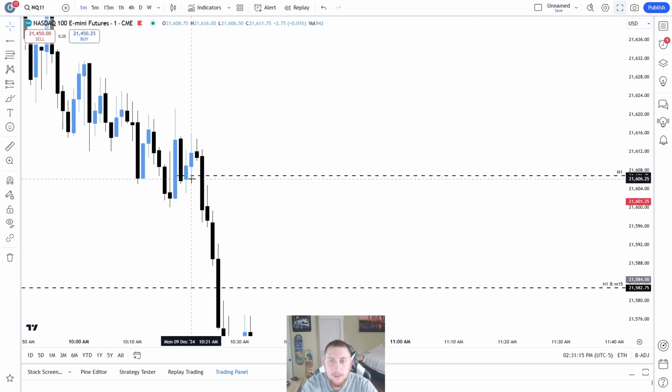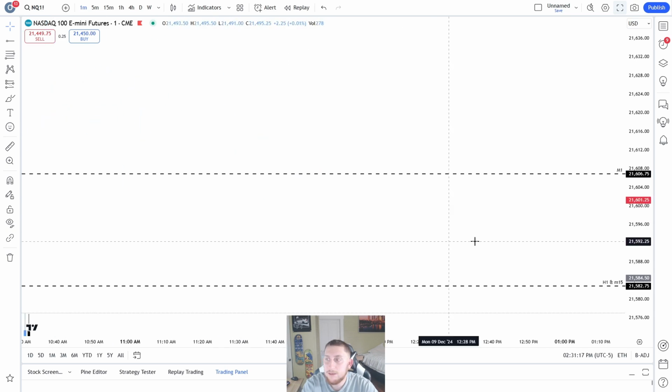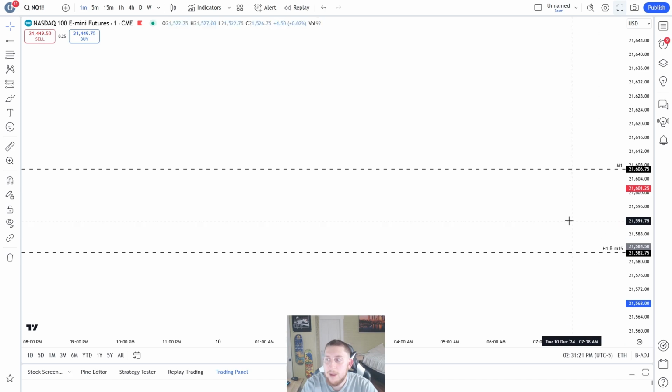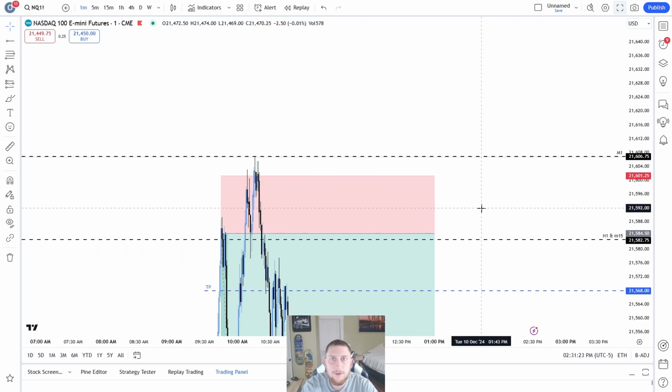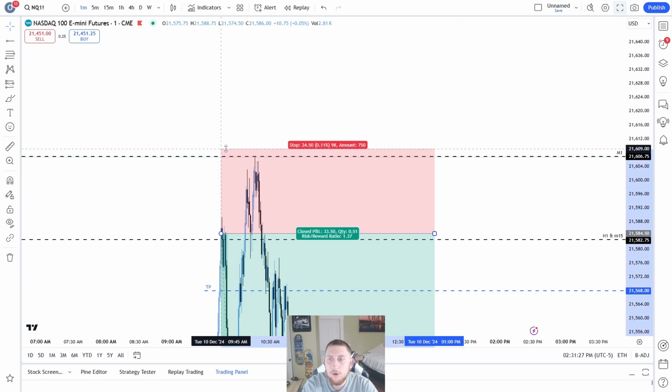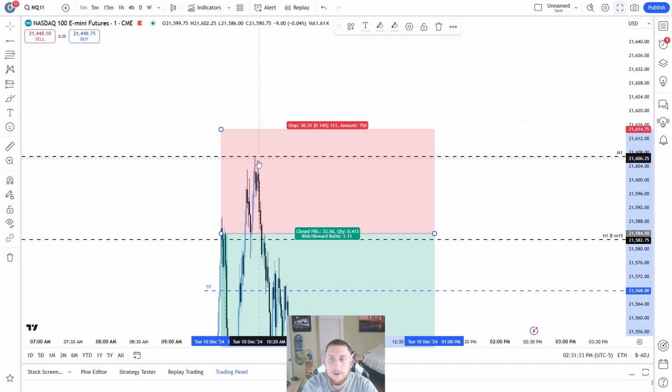You can see we marked the bottom of it, and it literally respected it perfectly. It bounced right off of that. That is why it's important to have multiple time frames in confluence, because with this, I entered aggressive, but normally I'd have my stop loss, let's say, up here, right?